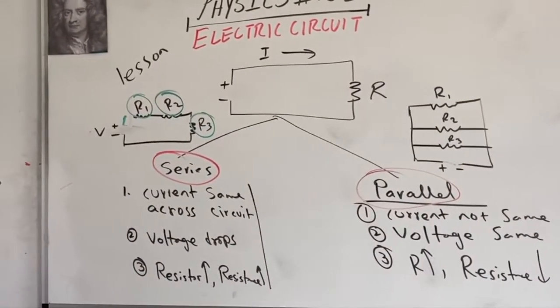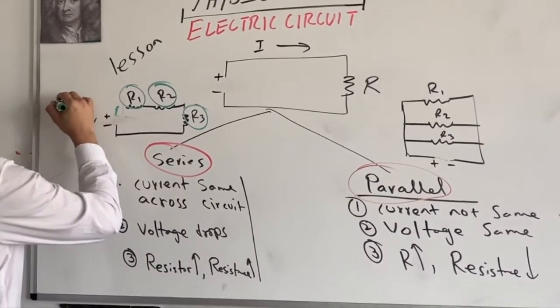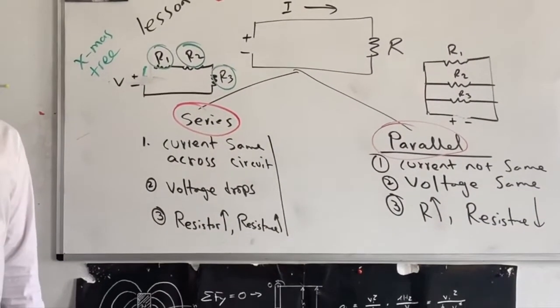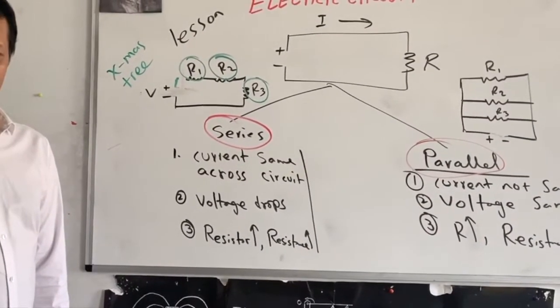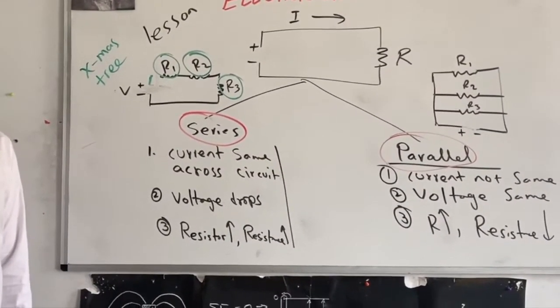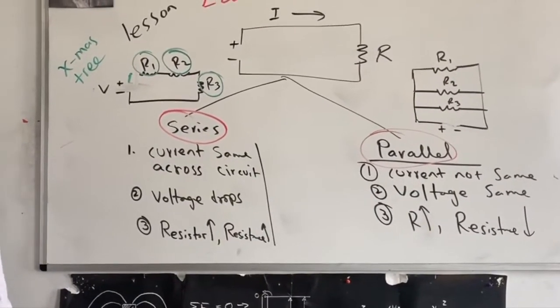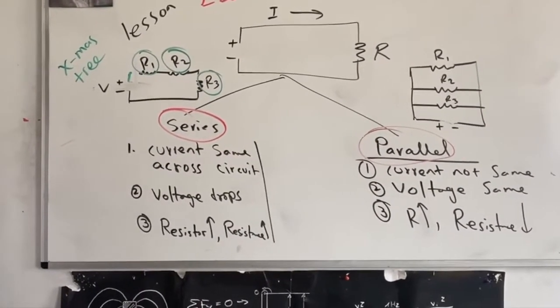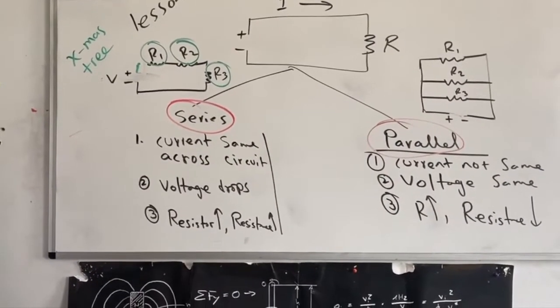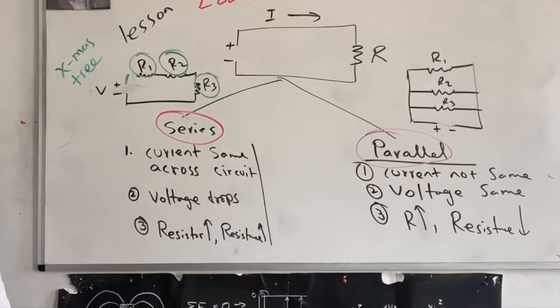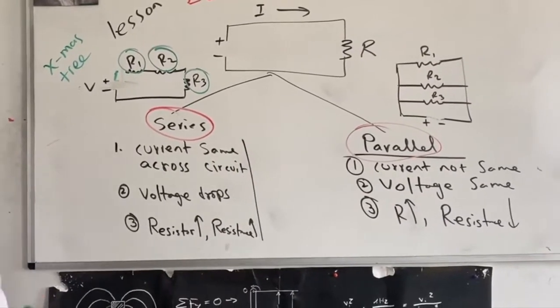An example for this one is a Christmas tree. If something is wrong with one light in a Christmas tree, all of them go out, because it's a series circuit. It's all in one line. So if the current fails in one, then it will quickly travel to all the others. And in one second, no more lights.